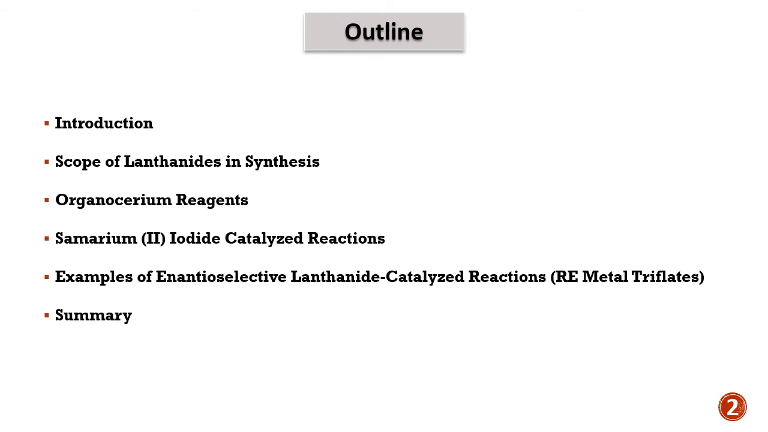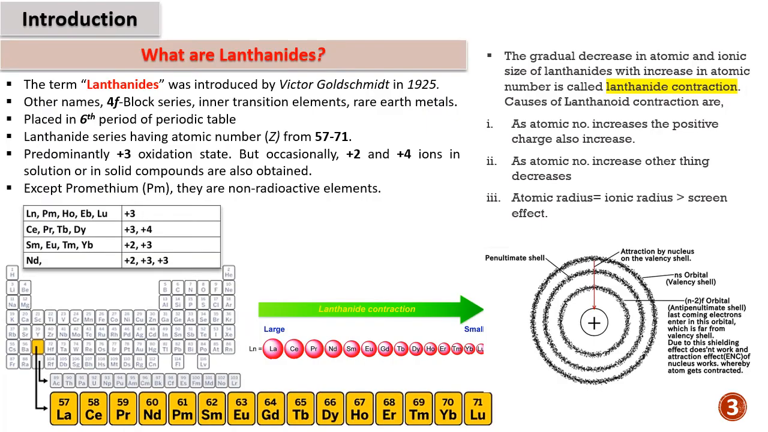The outline of this talk consists of introduction, scope of lanthanide in synthesis, organocerium reagents, samarium(II) iodide catalyzed reactions, and selective examples of enantioselective lanthanide catalyzed reactions, and at the last, a summary of this talk. Let's have a look at the introduction first.